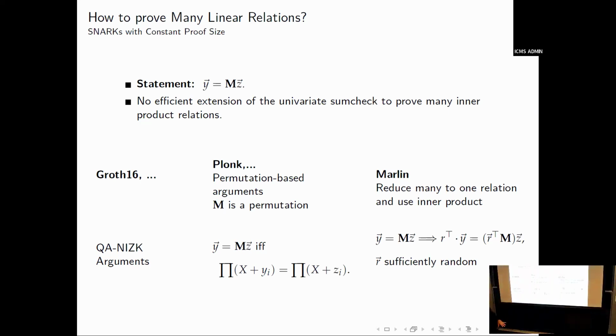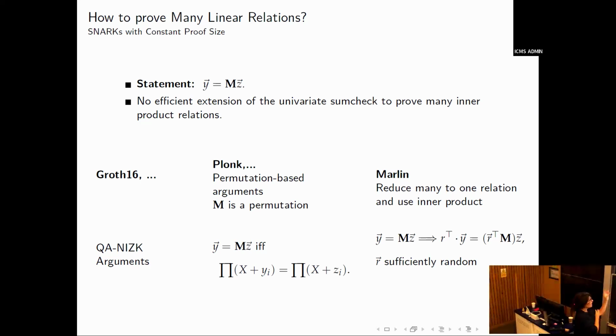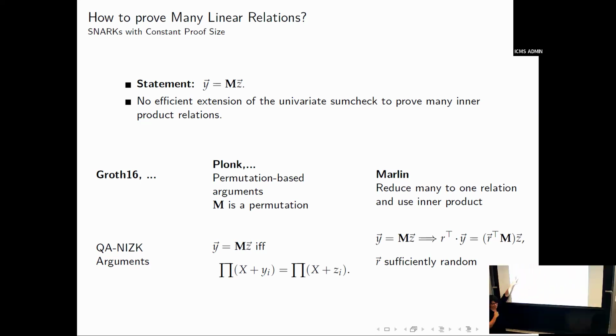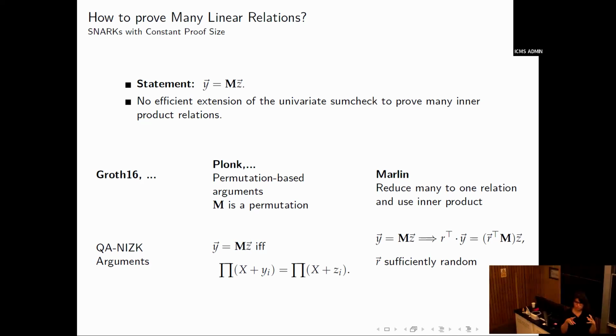There are recently a few new SNARKs that I have to check also with constant proof size, but essentially these are the 3 techniques that I know that you can use. The first one is Groth16 that, as I announced, and you probably already know, has the shortest proof size. And this one uses something called quasi-NIZK arguments. Then there is a very popular proof system, which is called Plonk. It needs a technique to prove linear relations, and the technique that it uses is a permutation-based argument, okay?